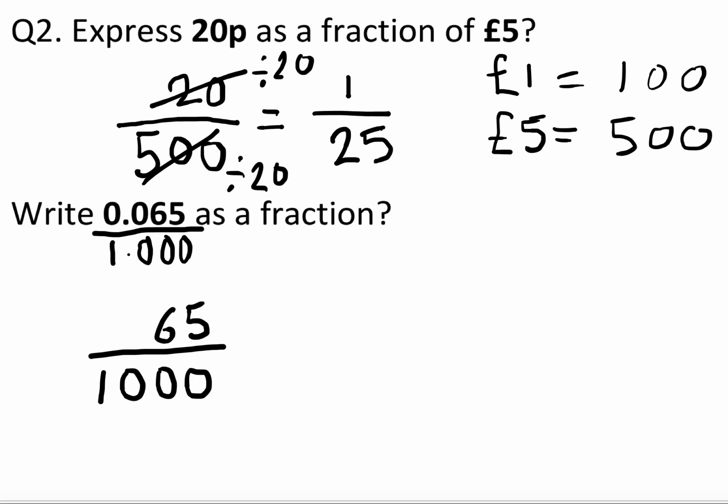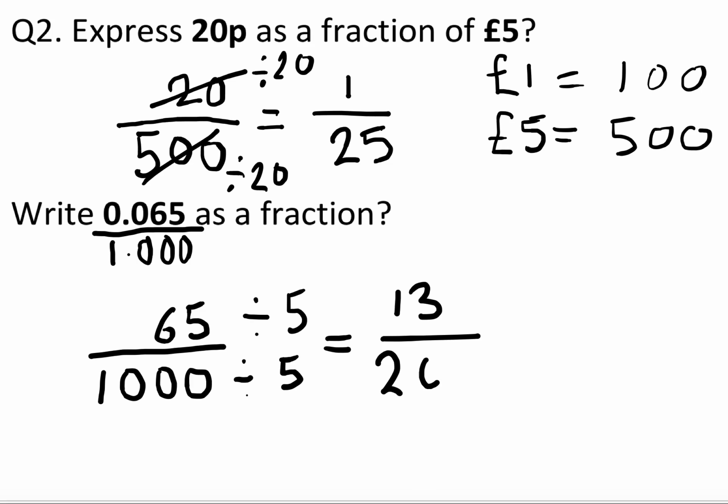So how many 5s, if we divide 65, the top, if we divide that by 5, what does that equal? 65 divided by 5 is 13. If we divide the bottom by 5, because you have to do the same, whatever you do to the numerator, you have to do to the denominator. You've got to do the same. So we divide the bottom, we get 200. So what we've done there, we've put the decimal into a fraction and we simplified it.